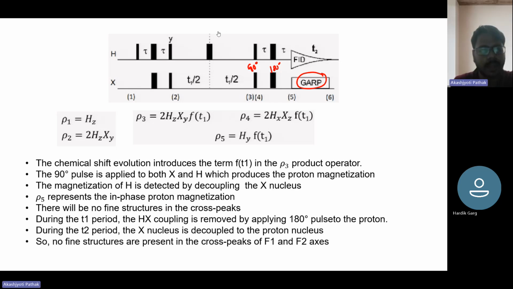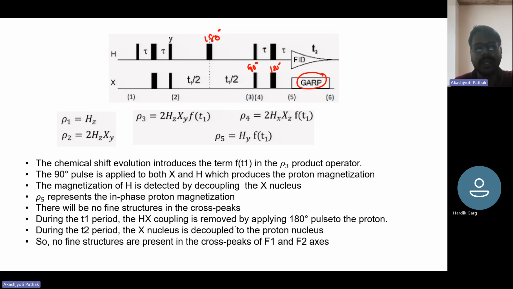There will be no fine structures in the cross peak. During the T1 period, the HX coupling is removed by applying a 180-degree pulse to the proton. So this is the 180-degree pulse that is applied to the proton, and once it is applied, the coupling between the H and X will get removed.